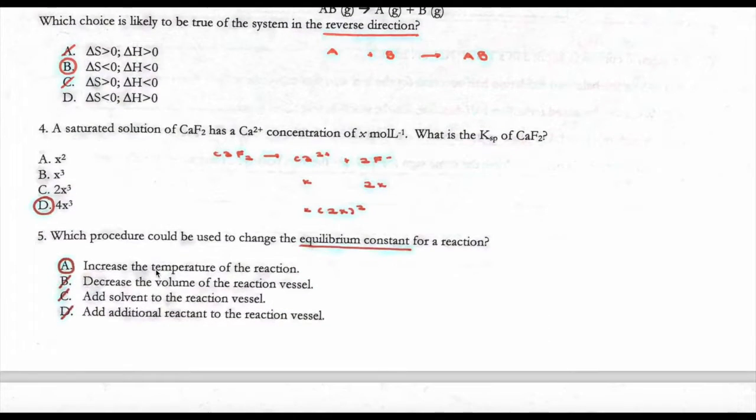For 4, it says a saturated solution of calcium fluoride has calcium ions with a concentration of X. So I wrote out the dissolution of calcium fluoride. So calcium fluoride breaks apart into calcium ions and fluoride ions. If this is X, then fluoride's going to be 2X. So my KSP is going to be X times 2X, but I've got to square that 2X, so that ends up giving me 4X cubed. Just be careful because a lot of people forget to square this or forget to put 2X.